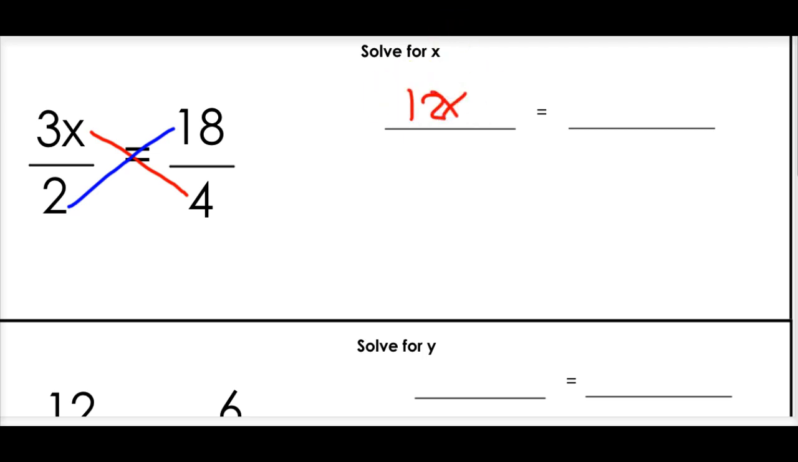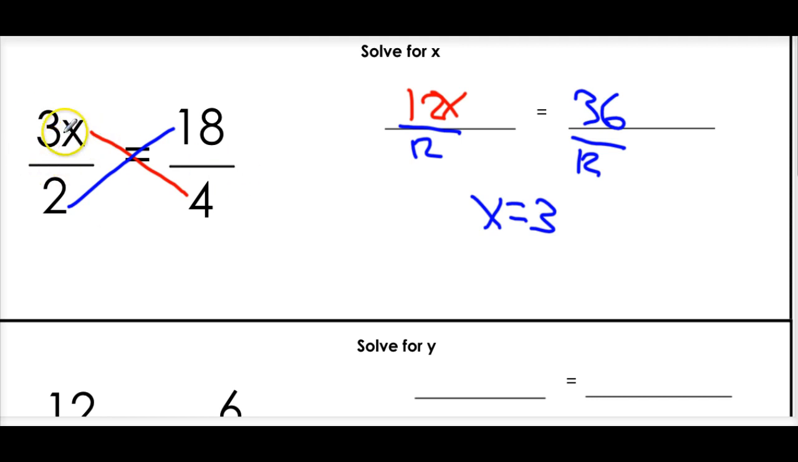And then what is 18 times 2? That is 36. And see, even though this one looked a little more complicated, it really wasn't. Because now we know we just go back over here to get x by itself. We divide both sides by 12, and we get x equals 3. And once again, you could plug it in to check if you wanted to.